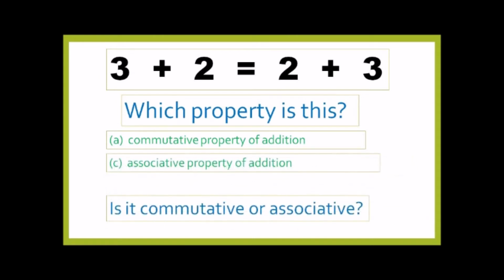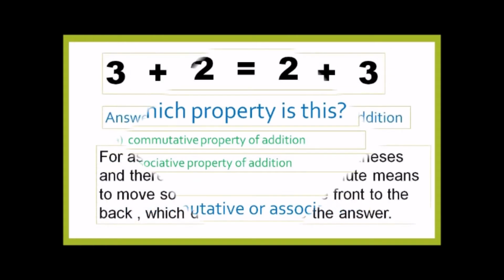Get rid of those two wrong answers, and you're left with A, commutative property of addition, or C, associative property of addition. Which one is it? You're adding. Is it commutative or associative? Which one is it, guys?